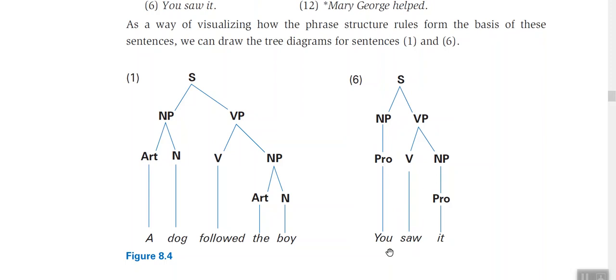Pronoun, you. Pronoun. There's not a proper noun, or it is article noun. You see? Pronoun, you. Verb phrase, verb, so. And noun phrase, only in noun phrase we have pronoun. You see? They are very easy.